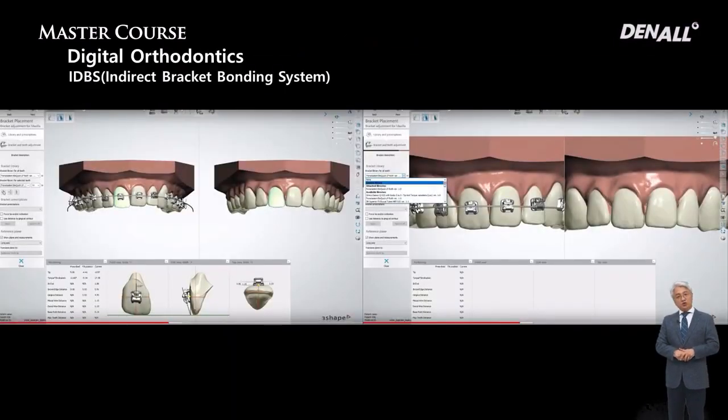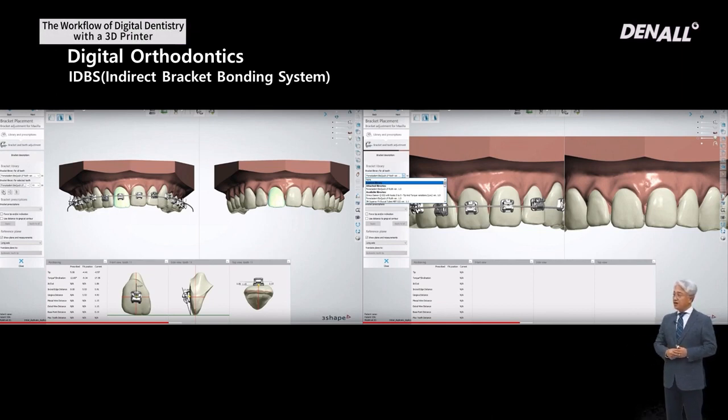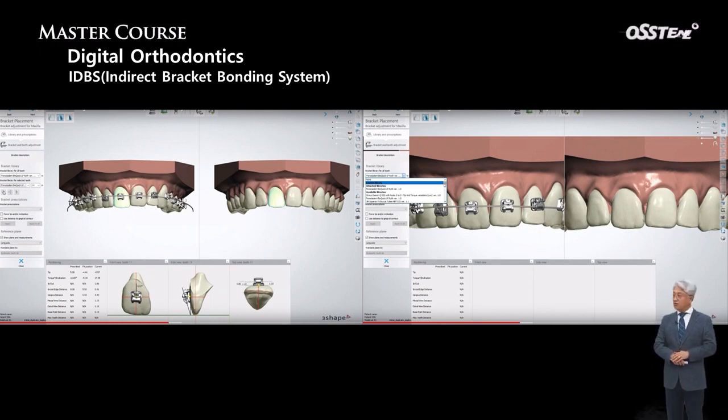So far, I've talked about prosthodontic processes. The 3D printer can be used extensively in orthodontic treatment as well, especially in the case of the indirect bracket bonding system. In CAD software, the bracket positioning is automatically done. There are such functions available.